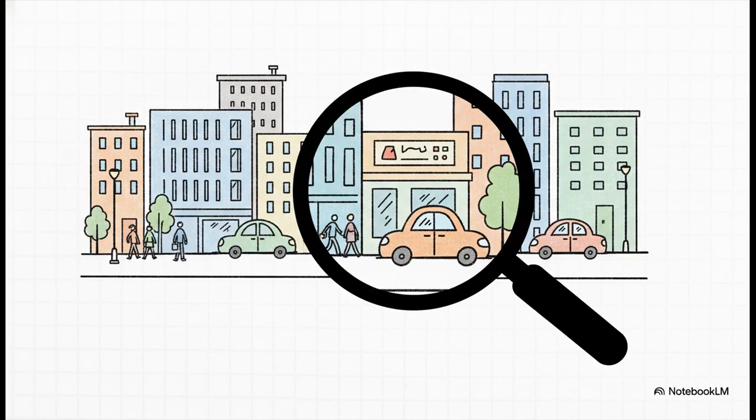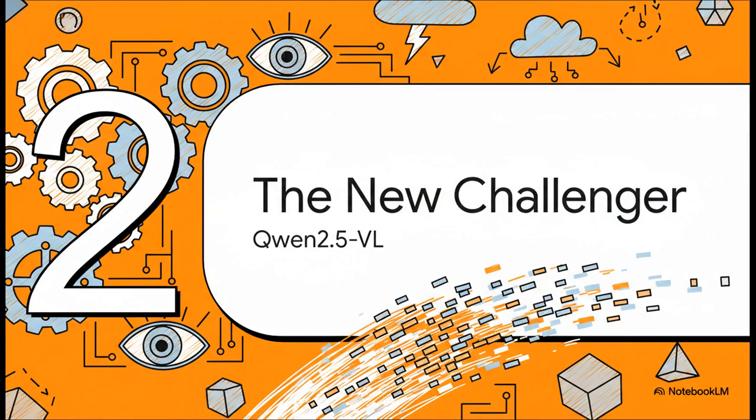And this really gets to the heart of a huge bottleneck in AI today. I mean, sure, a model like GPT-4 can look at a photo and say, that's a city street. But can it read the tiny text on a distant storefront sign or count the exact number of bikes in a bike rack? A lot of the time, the answer is no. And that lack of super detailed perception is what's holding them back from truly understanding. But that is exactly where our new challenger comes into the picture.